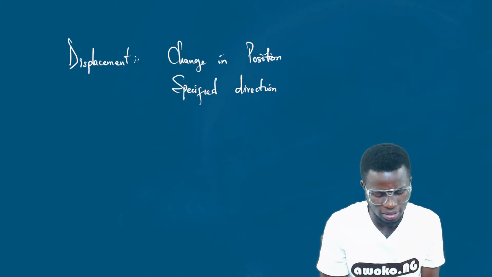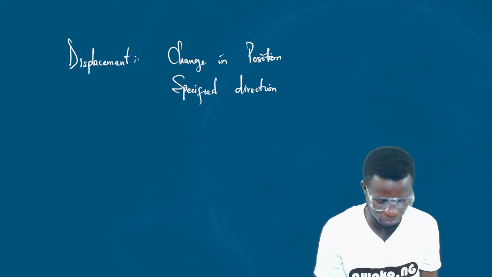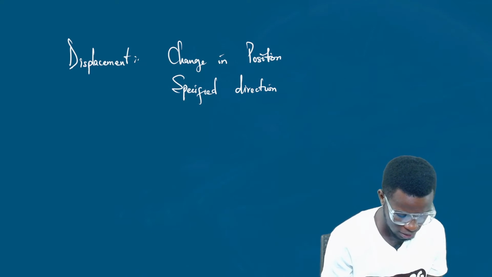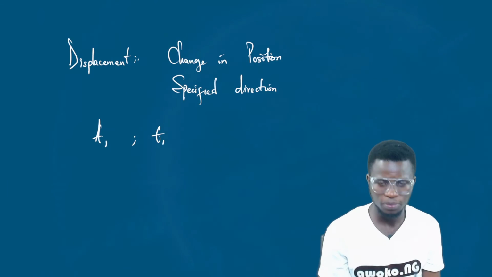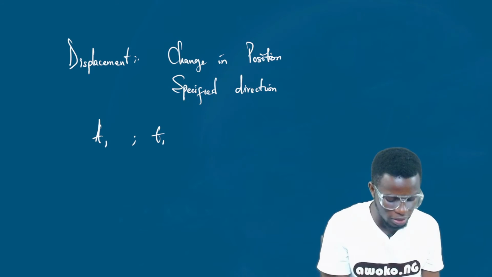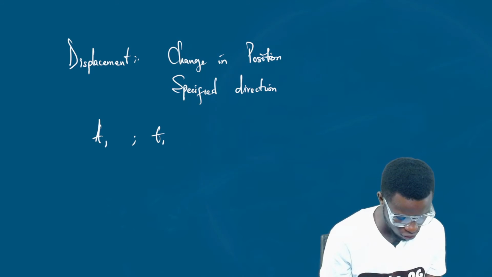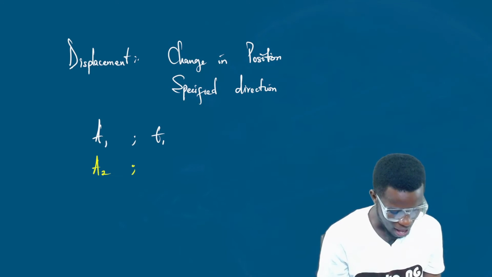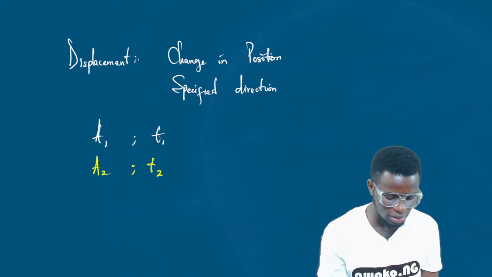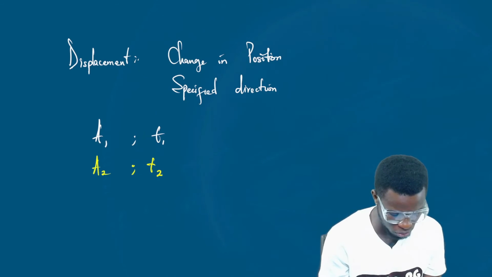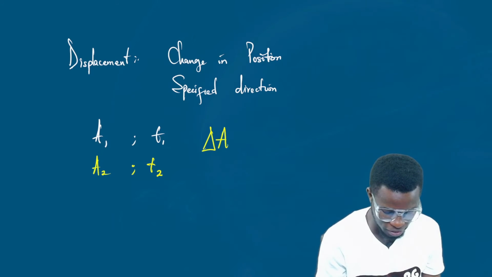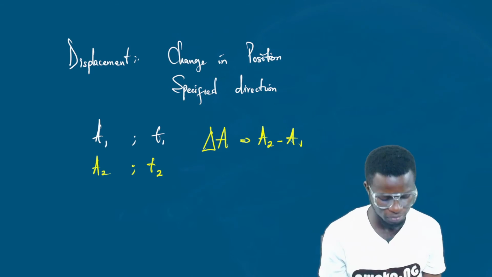So let's say an object is at point A1 at a particular time T1, and later on we saw this same object at point A2 at a time T2. We can calculate the change in the position of this body. The change in the position of the body is going to be seen as change in A, which is equal to A2 minus A1.